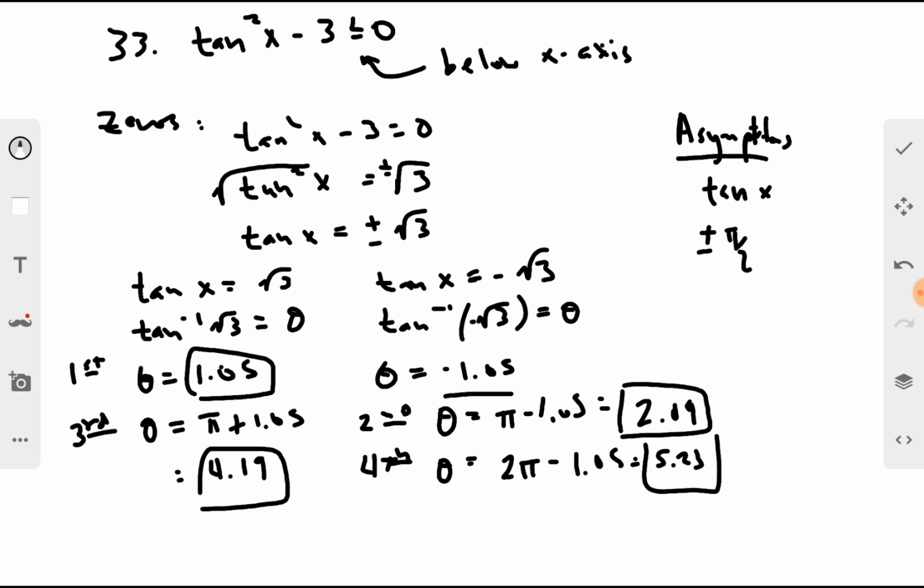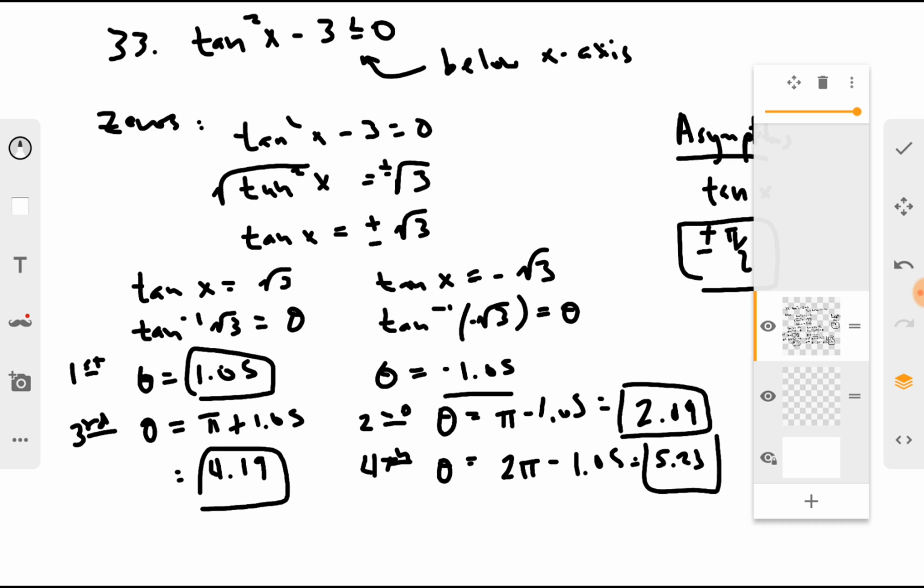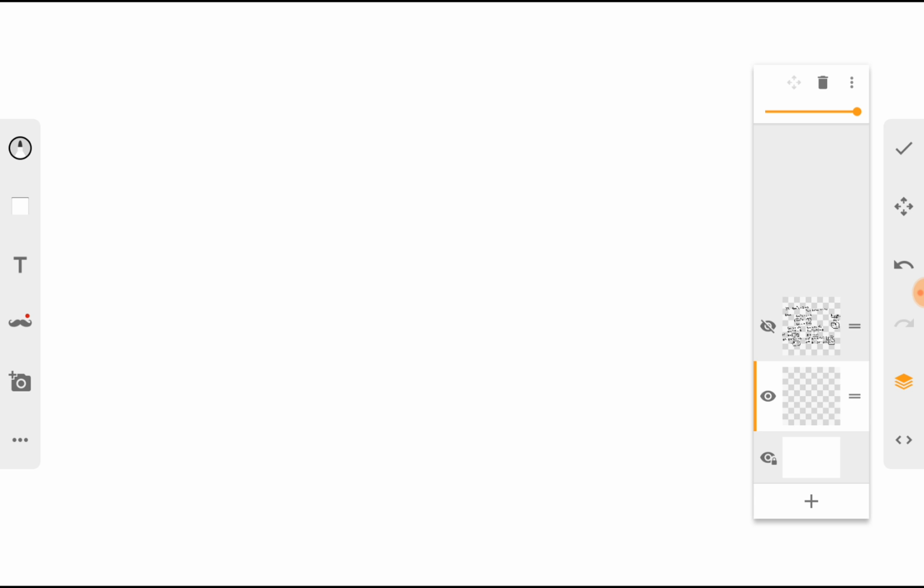We don't have to worry about doing any shifting or anything because it's just tangent. So that's pretty straightforward. So we're going to take those 4 values and we're going to take plus or minus pi over 2 and put that on the graph. Okay, so let's get a new page going here.